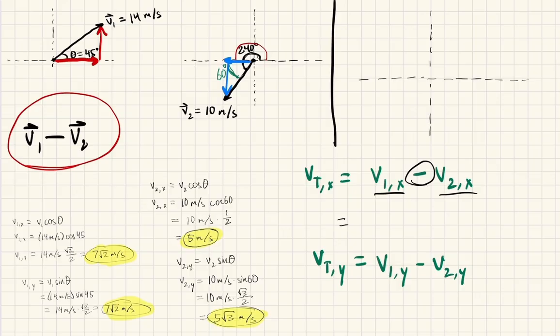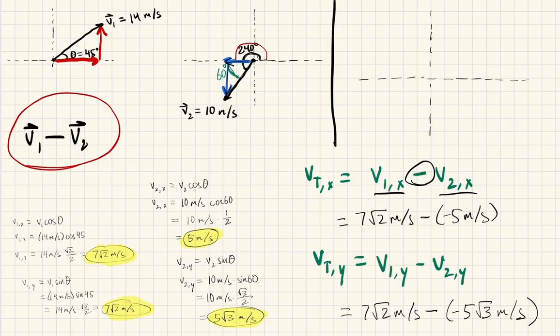So here we should have vector 1's x component, which is 7 root 2 meters per second, minus vector 2's x component, but remember, it goes to the left, so we're going to have to make it negative. So it's minus negative 5 meters per second, okay? And here, for the y components, we have 7 root 2 meters per second for vector 1's y component, minus vector 2's y component, which again goes downward, so we're going to have to make this negative. So minus negative 5 root 3 meters per second. And in essence, what those two negative signs mean is we're basically adding, right?